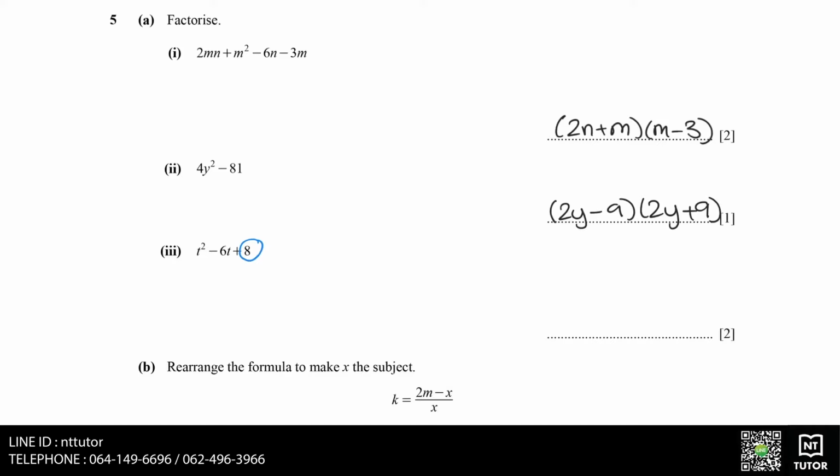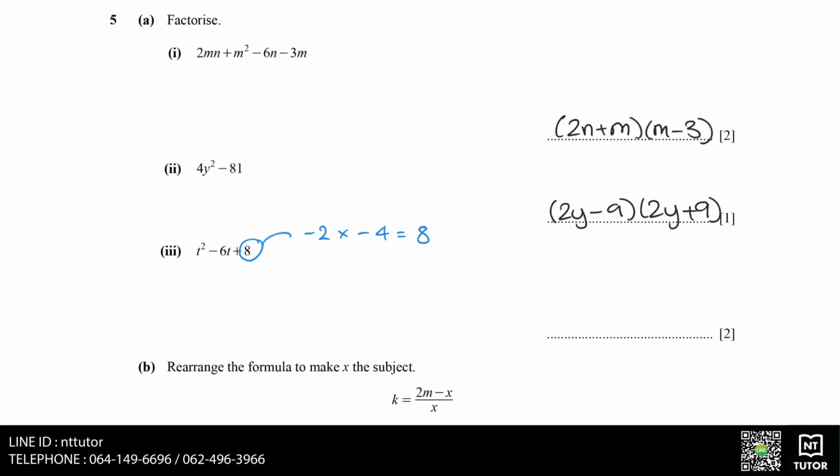For example, factors of 8 are 2 and 4. 2 multiplied by 4 gives 8, but 2 plus 4 gives positive 6, so this combination doesn't work. 1 and 8 are also factors of 8. 1 multiplied by 8 equals 8, but 1 plus 8 equals 9 and not minus 6, so this combination doesn't work. Minus 2 and minus 4 are also factors of 8.